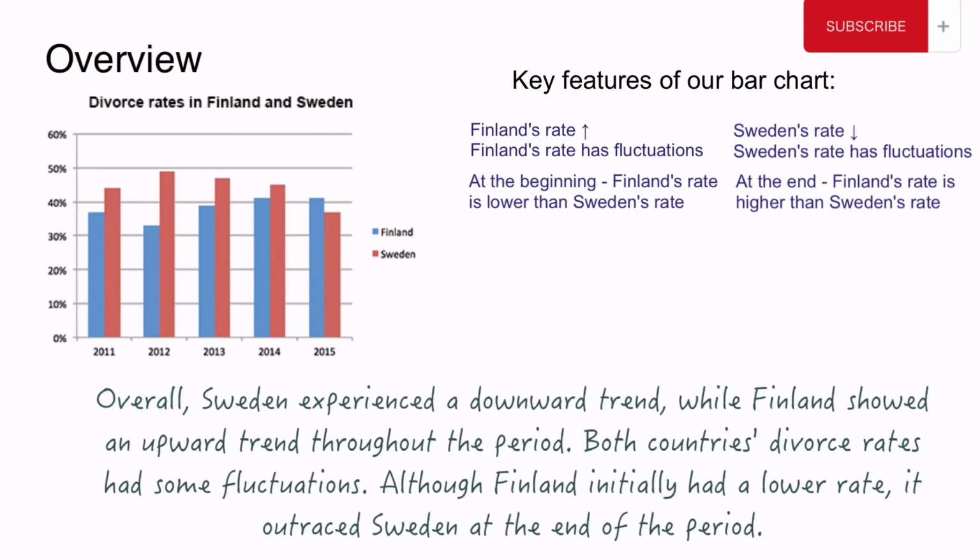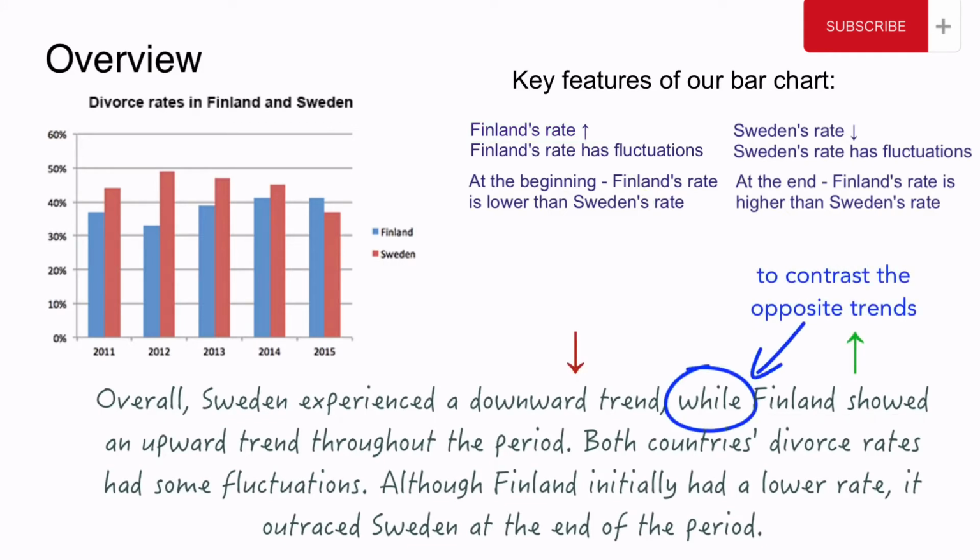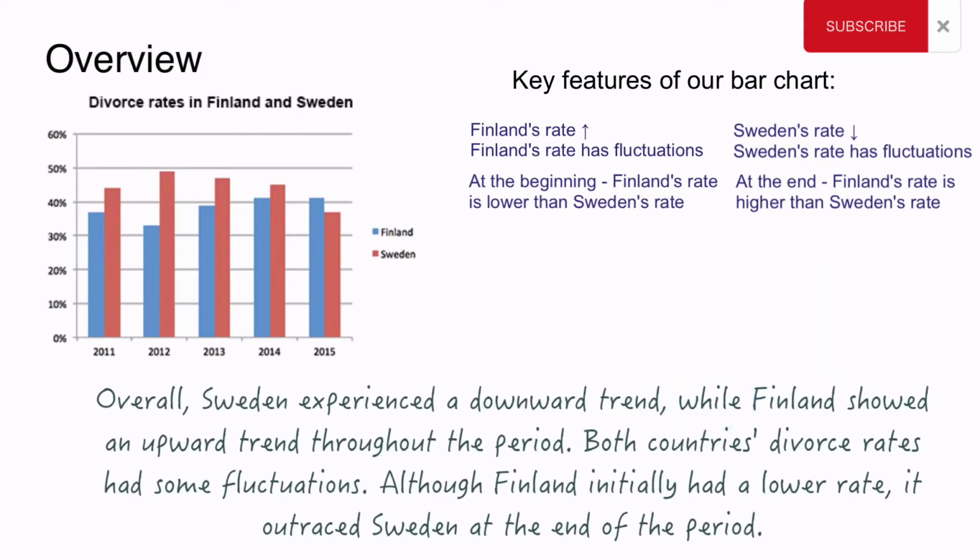Next, I wrote a phrase, Sweden experienced a downward trend. This is just a nice way of saying that Sweden's rate went down. And I wrote that Finland showed an upward trend. Likewise, this means that Finland's rate went up. Note how I used the linking word while to contrast the opposite trends. It is a very good technique, so keep that in mind.